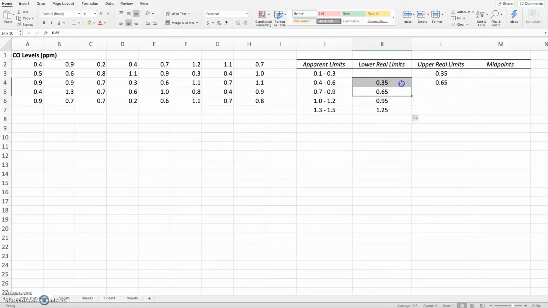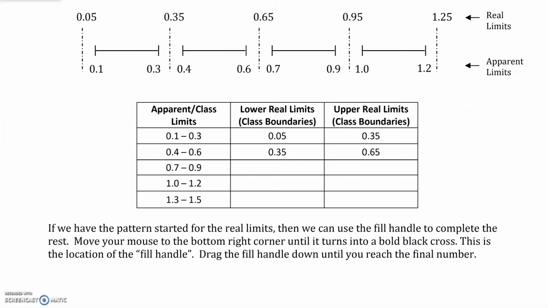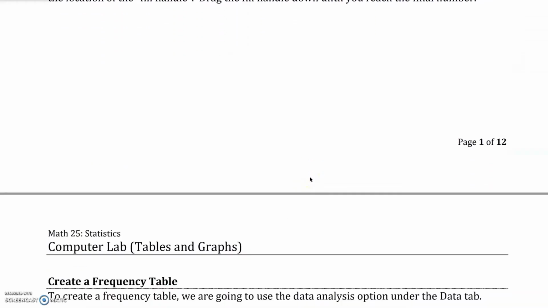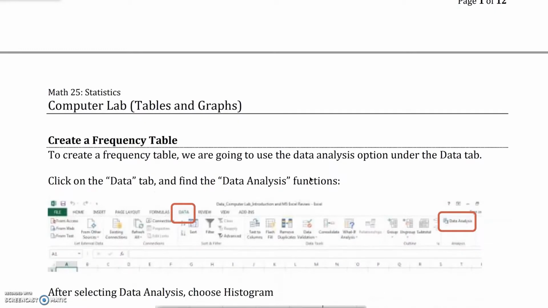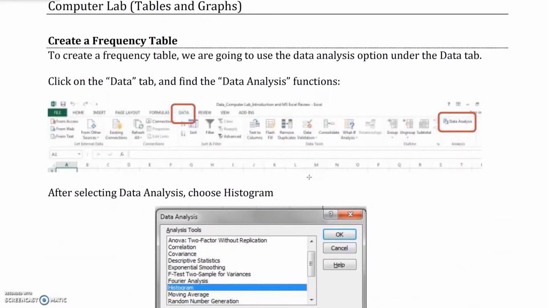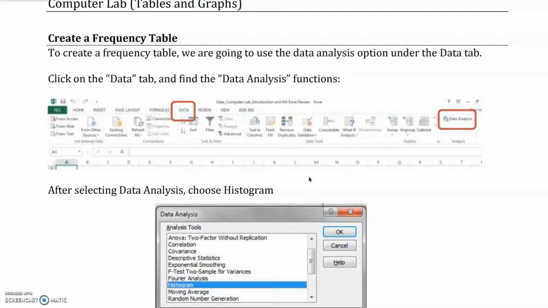And you can even extend it upwards by highlighting both of them, bringing your cursor to the corner to the fill handle, and filling it up, as well as for the real upper limits. So now I've determined my real limits for each of the classes in the frequency table, and now I'm going to use the histogram function within the data analysis functions to complete the frequency table.